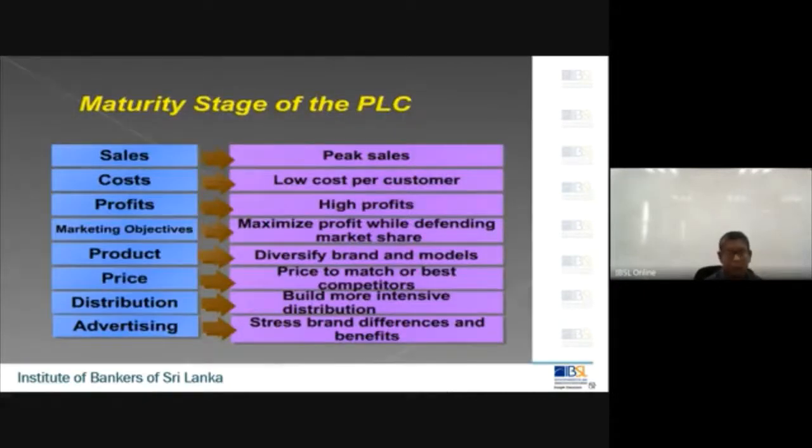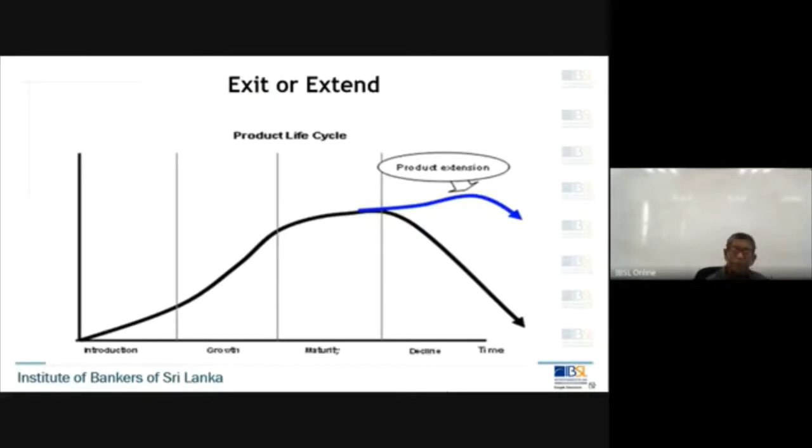The most important stage of your product life cycle is the maturity stage. During that time, you have peak sales, high profits, and low cost per customer. You need to differentiate your product from your competitors. Otherwise, the product comes down, because the next stage is the decline stage. We want to extend the maturity stage as much as possible.